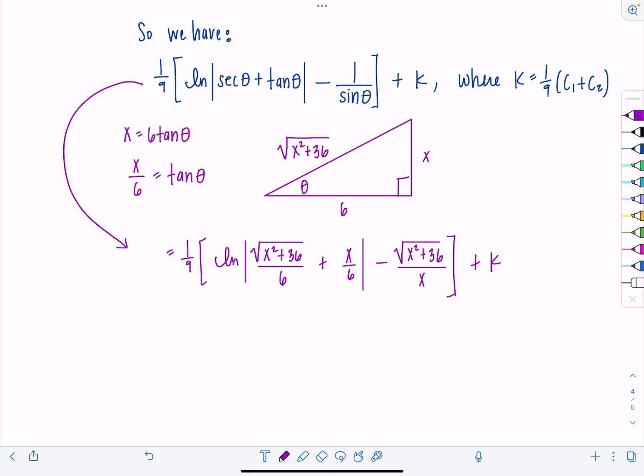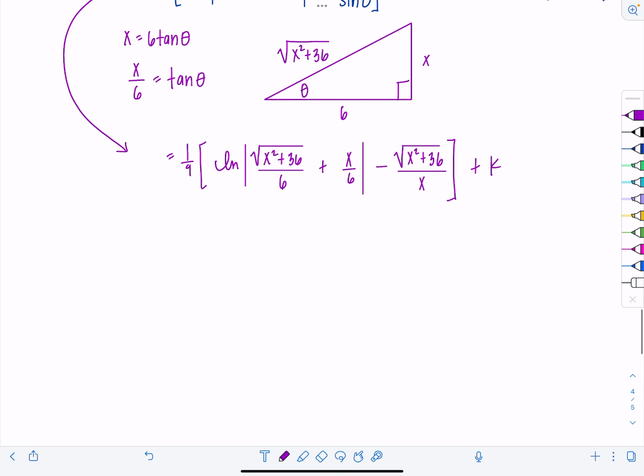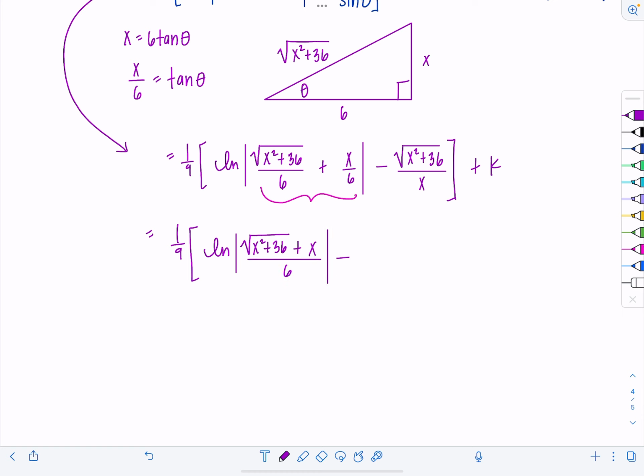Okay, now you might be thinking, this looks lovely as is. I feel so done. This took forever, but we can be more precise, more succinct. We've got this 1/9 hanging out here. I'm going to combine these two terms because they have the same denominator. So I can write this as ln absolute value radical x squared plus 36 plus x over 6, minus square root x squared plus 36 over x plus k.